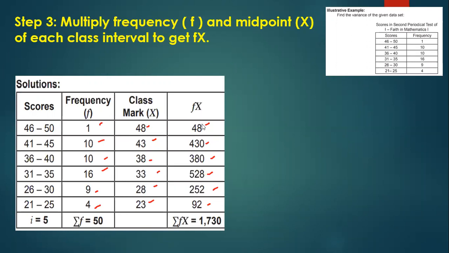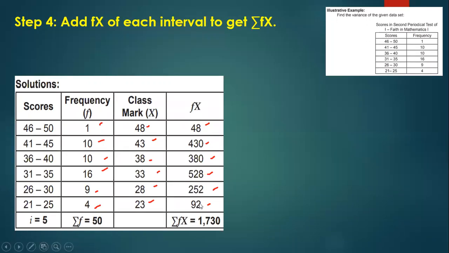Then step number 4. Add the frequency times midpoint. Add all to get this one. Add 48 plus 430 plus 380 plus 380 plus 528 plus 252 plus 92. If you add it, you will get 1730. That is your sum of frequency times midpoint.